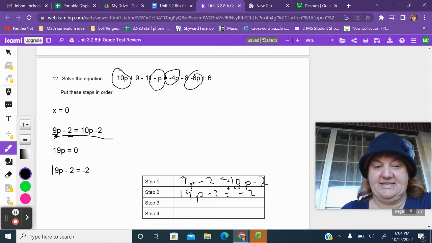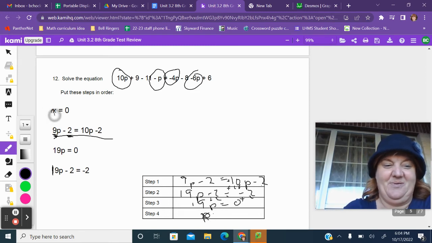Okay, then the next step, plus 2, 19p equals 0. And the last step is x or p. See, that should be a p.